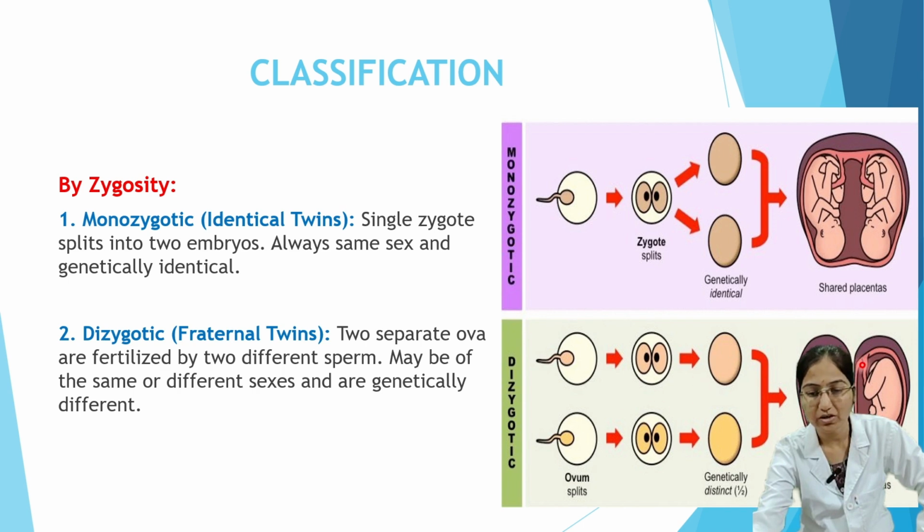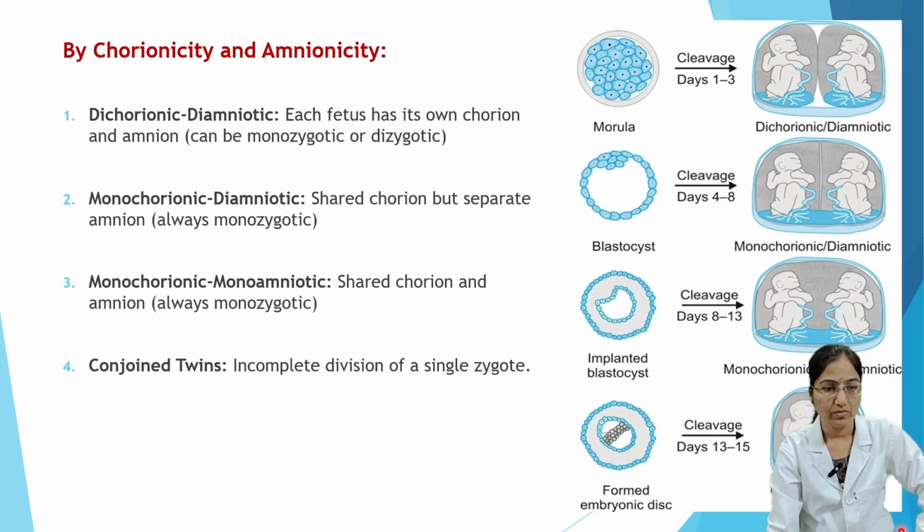Okay, here we can see monozygotic identical twins, and then fraternal twins in the dizygotic, as in the picture. I hope you all are clear. First we have discussed by zygosity.